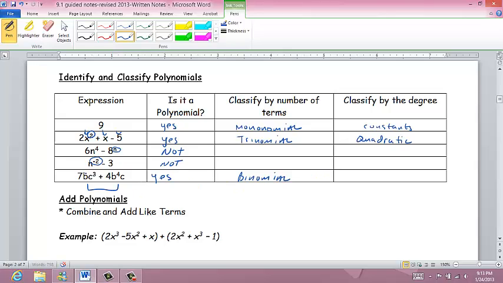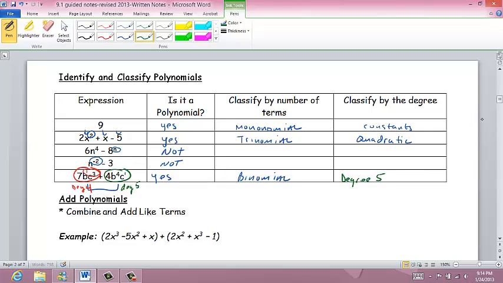And if I look at the degree, what is the degree of the first term? The exponent on b is 1. If I add the 1 and the 3, that would be degree 4. In the second term, if I take the exponent on b and the exponent on c, add them together, that would be degree 5. What term has the highest degree? The 4b to the 4th, c to the 1st, which is degree 5. So this would be a degree 5 polynomial.